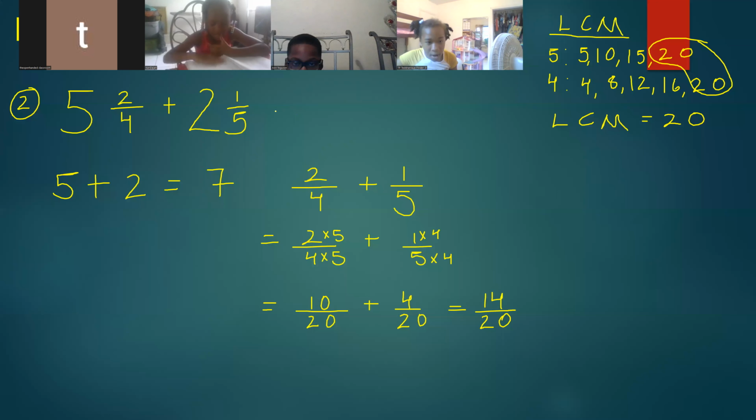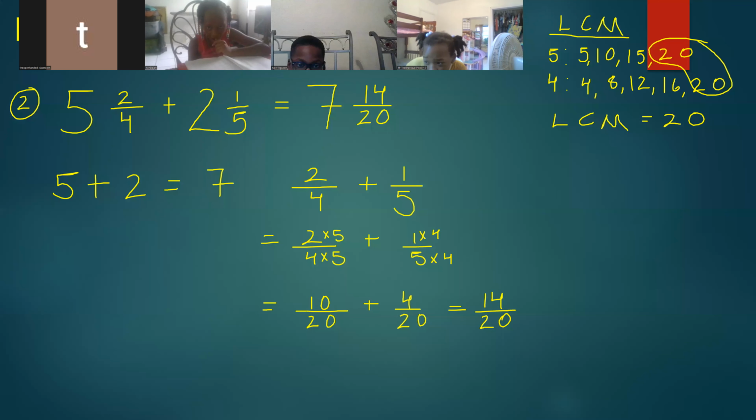So what we do is we add it up. No, what we do, oh sorry. So we say 7 is the whole number, and then 14 over 20. Very good. It's going to be 7 and what? 14 over? 20. Very good. Very good.